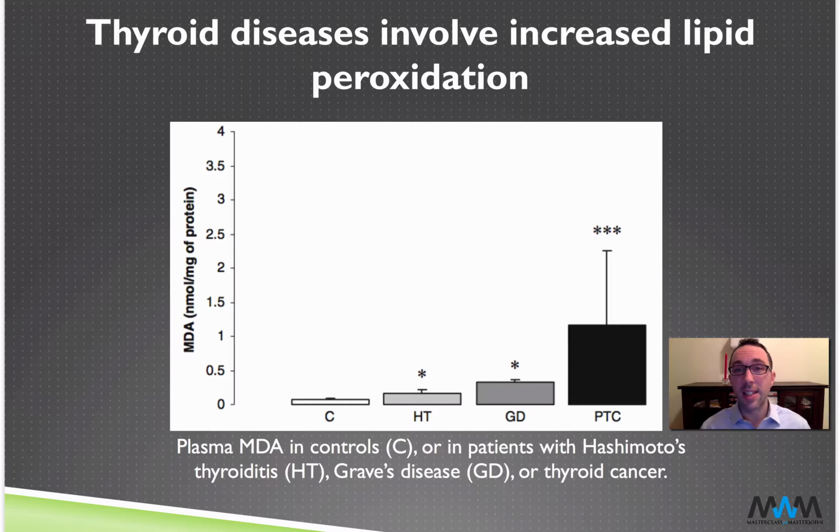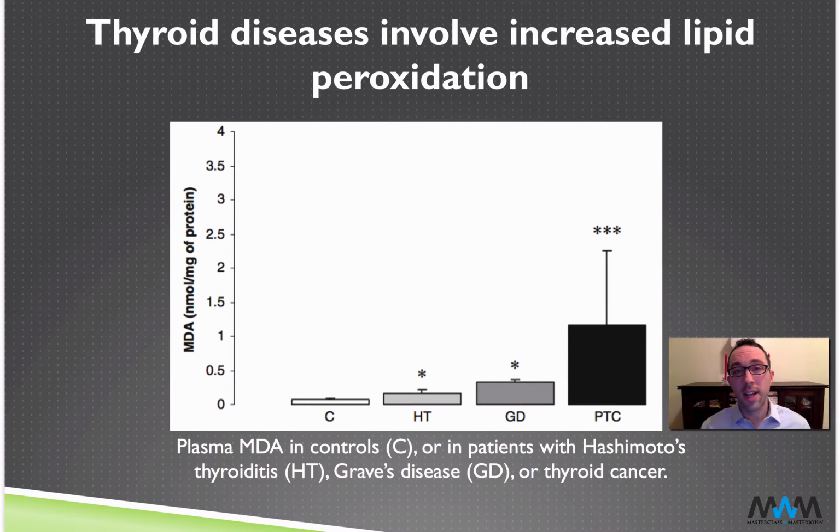And this indicates that across the board, common thyroid diseases involve increased lipid peroxidation. And as you get to more severe and rare diseases, in particular thyroid cancer, you have the greatest increase in lipid peroxidation. This is an observational study. It doesn't mean lipid peroxidation is the direct cause here. However, we can note a few things.